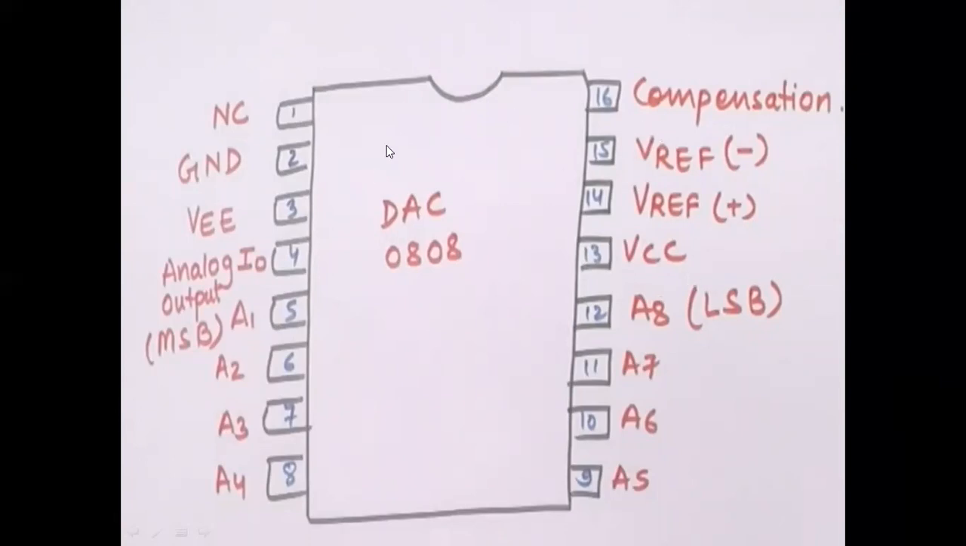If you see, this is no connection. This is ground, and you have two voltage levels, VEE and VCC, supply voltage 5 volts. And this is the reference voltage. This is connected to ground, and the reference plus is connected to whatever reference voltage you have for this DAC. And you have digital inputs from A1 to A8. This is the MSB bit and this is the LSB bit. This is the analog output.